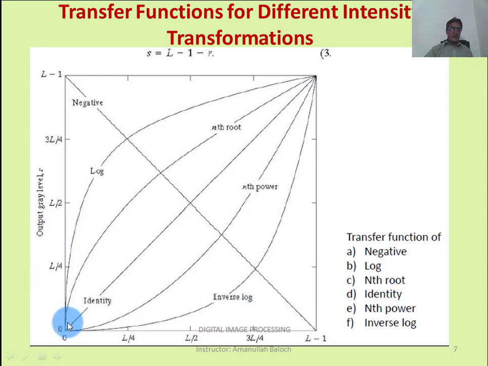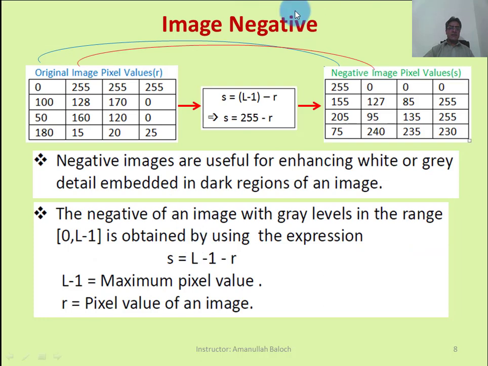If the log image goes from this side, or the upper portion of this identity graph, then inverse log will go to the bottom or the lower portion of this identity graph. This is the nth power image graph, and this is the nth root image graph. These are little graphs we will study in a later slide. First we discuss what an image negative is.